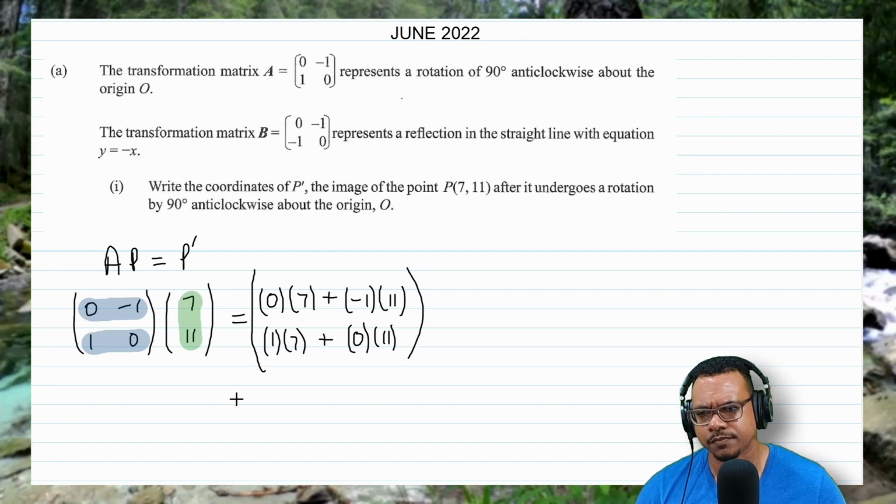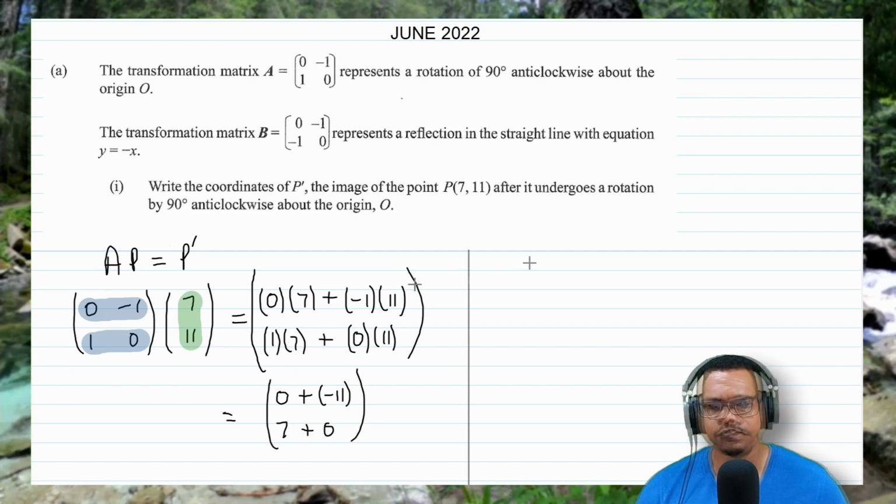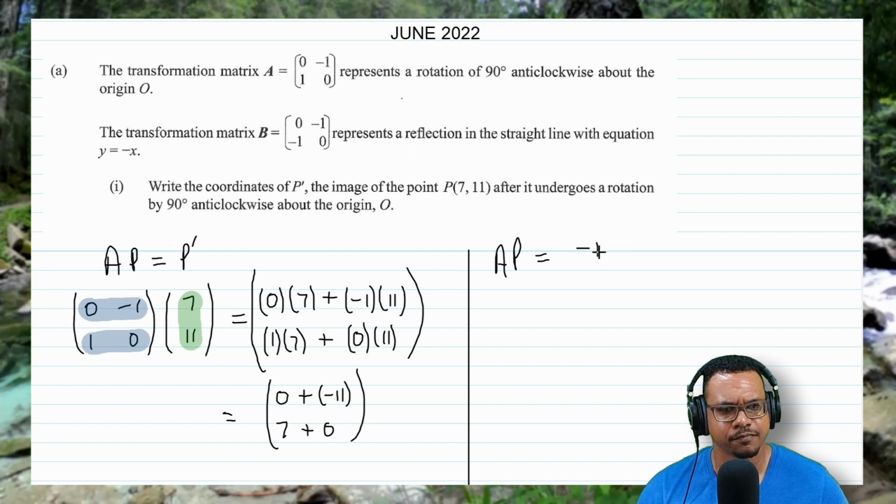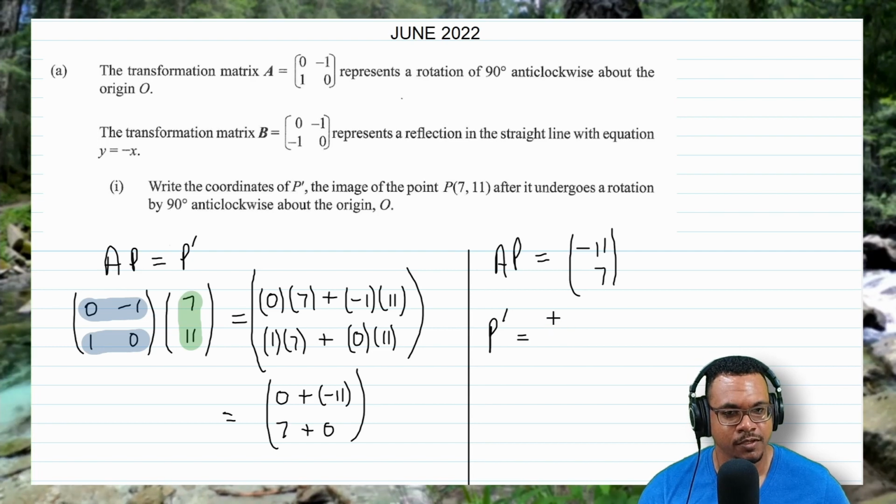Okay, so we just work that out. Anything by 0 is 0, so 0 by 7 is 0. And -1 by 11 is -11. And here 1 by 7 is 7. And 0 by 11 is 0. All right, so we're just going to have A times P is equal to, this here will give you -11. And 7 plus 0 is 7. All right, so this would be P prime. So P prime, the image, would be, I write it as a row now, -11, comma, 7. So that's the coordinates of P prime.